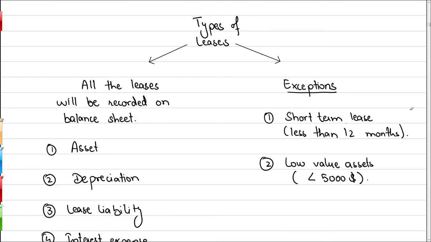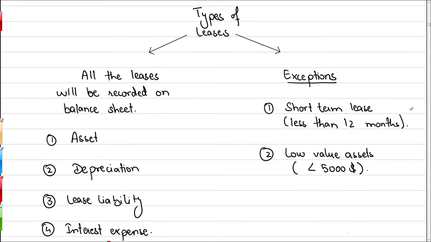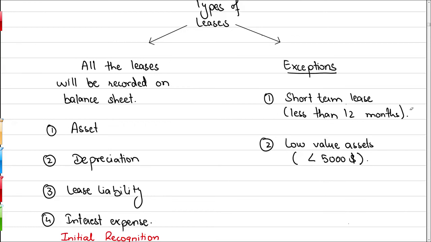When the lease is recorded on the balance sheet of the lessee, there are four things that need to be recorded by the lessee. Number one, the right of use of the asset. And if you're recording the asset, they also have to depreciate the asset. They have to record the lease liability and the interest expense.